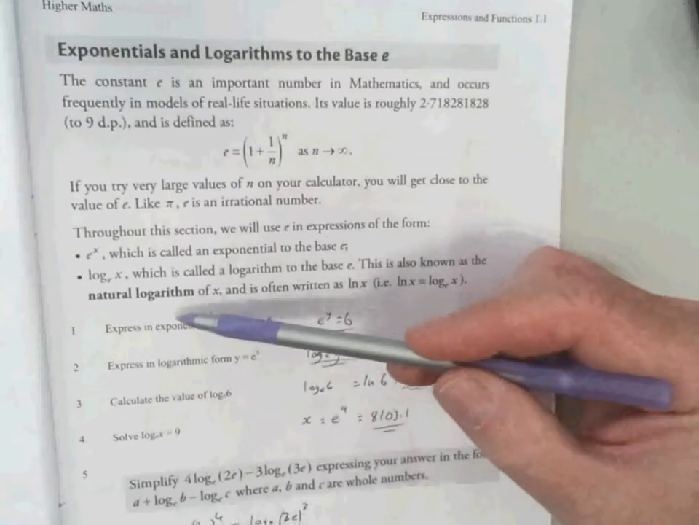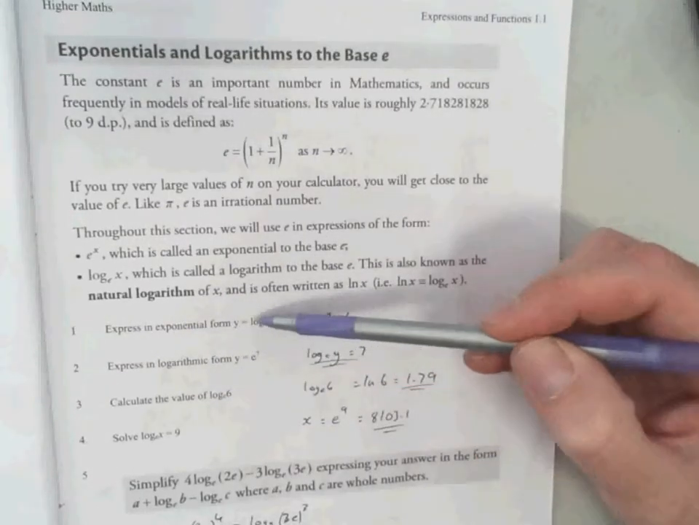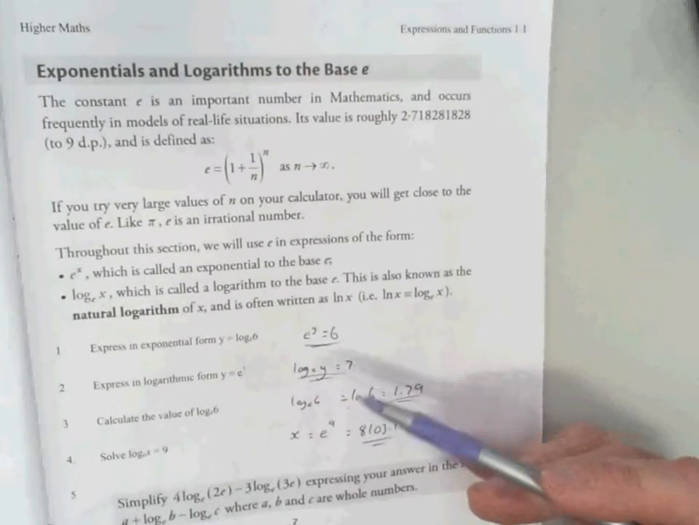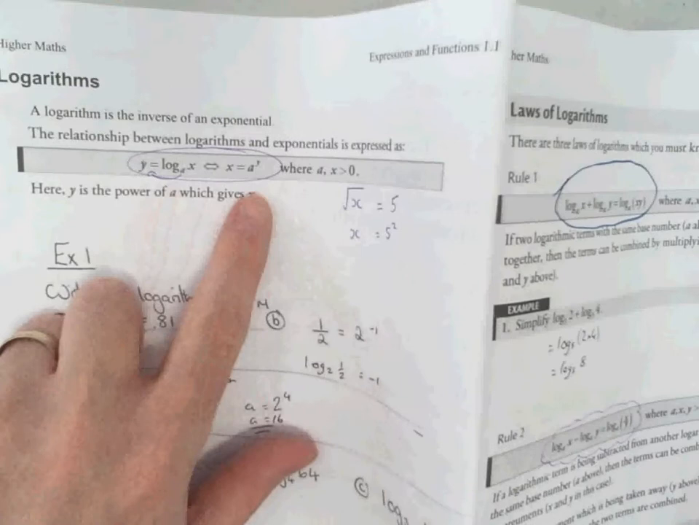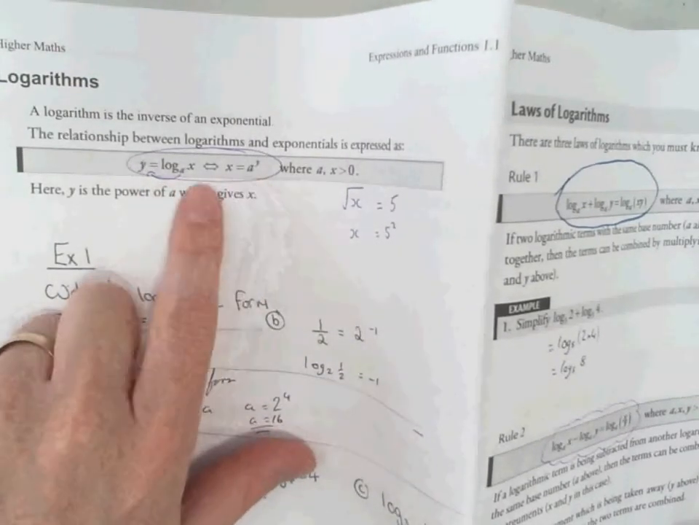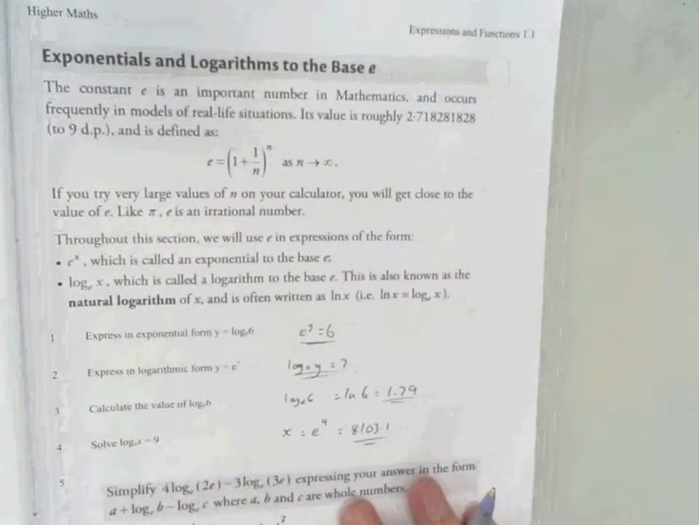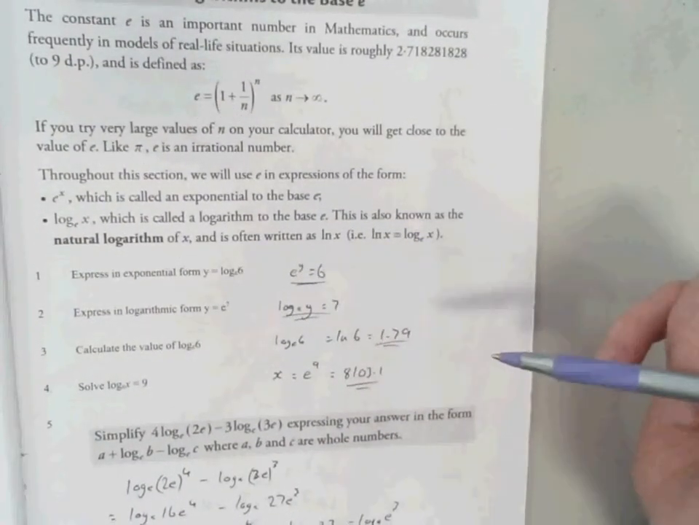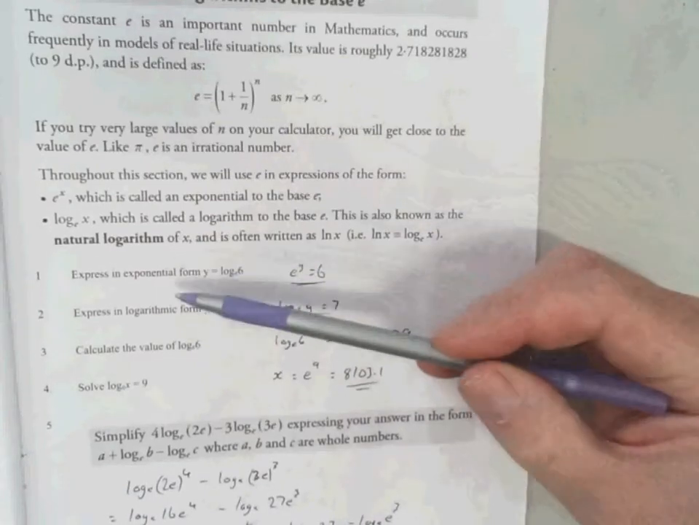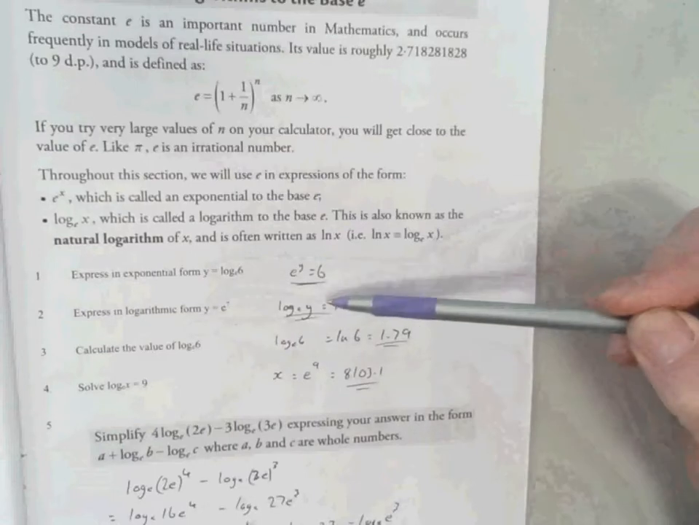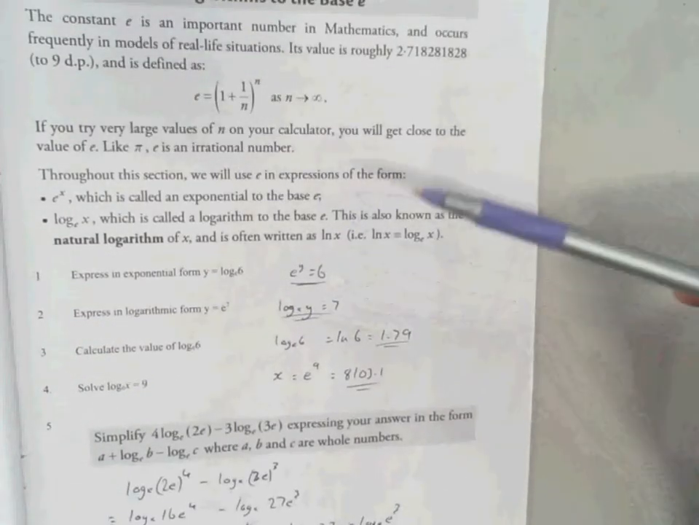So express in exponential form, y equals log to the base e of 6. So quick flick back to the top of page 6 where we're moving between exponential and log form, going back and forward. So x equals a to the y, so just matching up with what we've got there, we would have e to the power y equals 6. Number 2, express in log form, y equals e to the 7. So again, just matching back up to page 6 there, log to the base e of y equals 7.